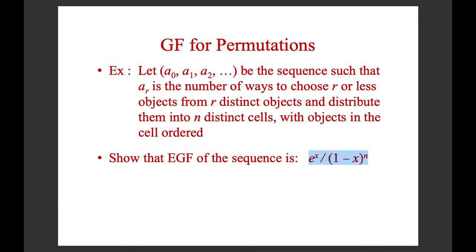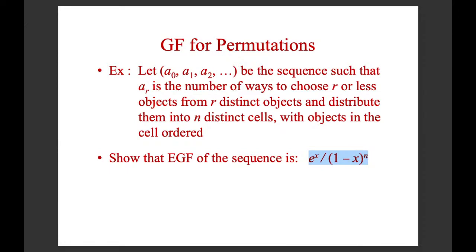So it is exactly 1 over 1 minus x. So in that sense, e to the power x represents the case for arrangement of the type 0 item. And then each of these 1 over 1 minus x corresponds to the arrangement of the type 1, type 2, up to type n items. So in that case, we get the EGF for this one.